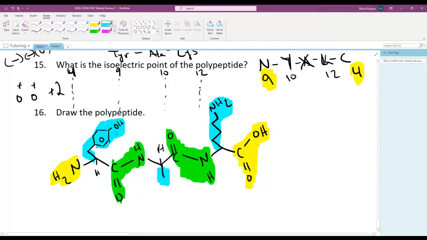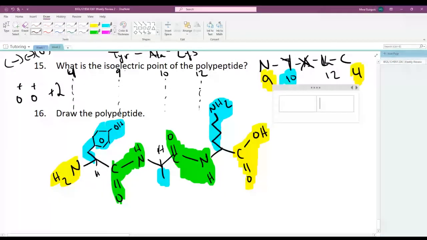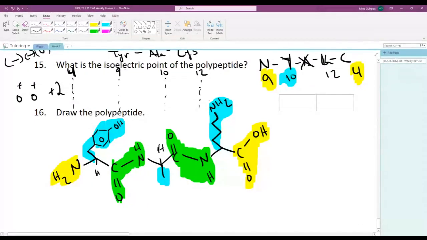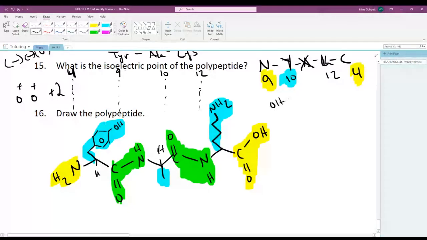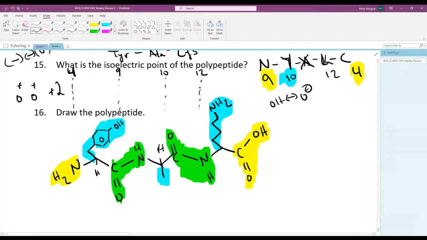Our tyrosine, okay? What do you guys remember about alcohols from chem? Do they gain electrons or lose electrons easier? Lose. They lose electrons. So it's going to go from OH to O minus. All right, and now our next blue is alanine. Well, CH3 doesn't really gain or lose electrons easily at all, right? What about lysine? How does it gain and lose electrons? Does it gain or lose them?